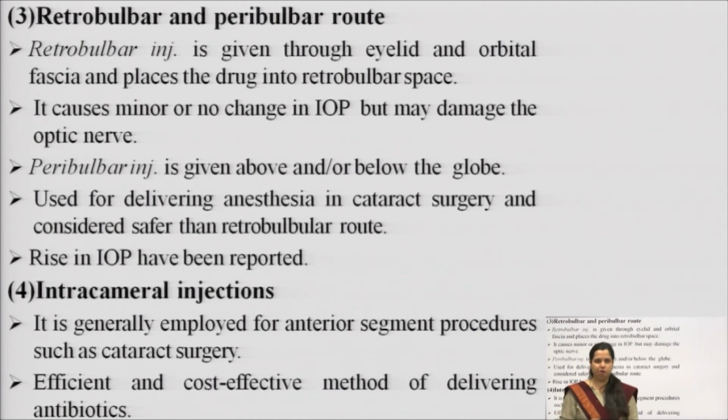In case of retrobulbar, no rise in IOP is reported, but in case of peribulbar, a rise in intraocular pressure is seen. Now, the fourth one is intracameral injection. It is generally employed for anterior segment procedures, right. For anterior segment procedures, that means the outer part, such as cataract surgery, it is an efficient and cost effective method of delivering antibiotics. It is used for delivering antibiotics to the anterior part of the eye.